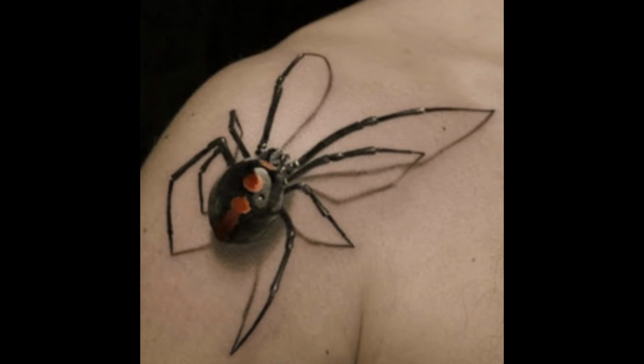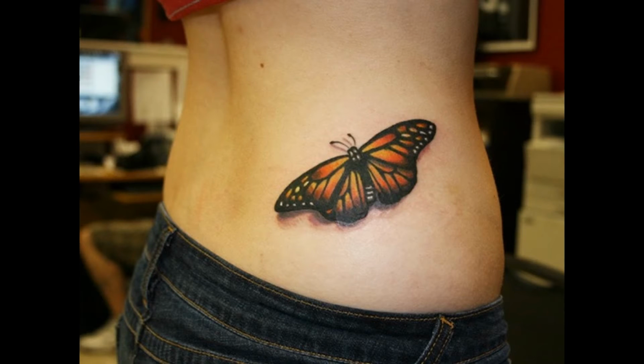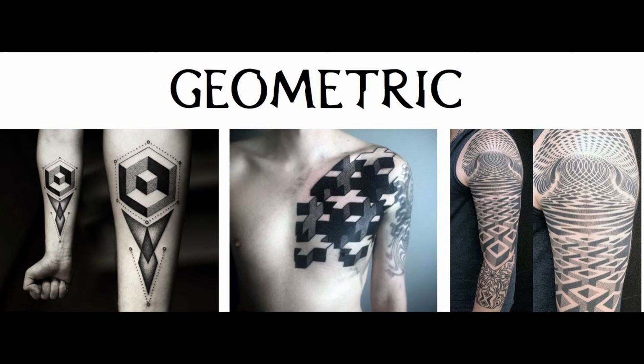Form. Tattoo artists can use the element of form to make two-dimensional pictures look like they are 3D. These artists used form to make the bugs look like they are sitting on top of the skin. Geometric is a style of tattoo that utilizes form a lot. These tattoos have lines that interact with each other to create a 3D illusion.